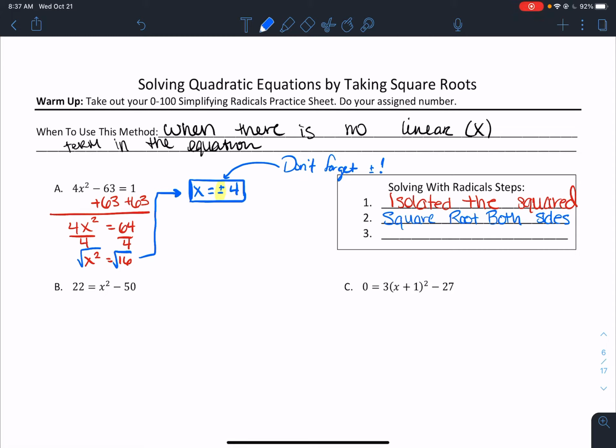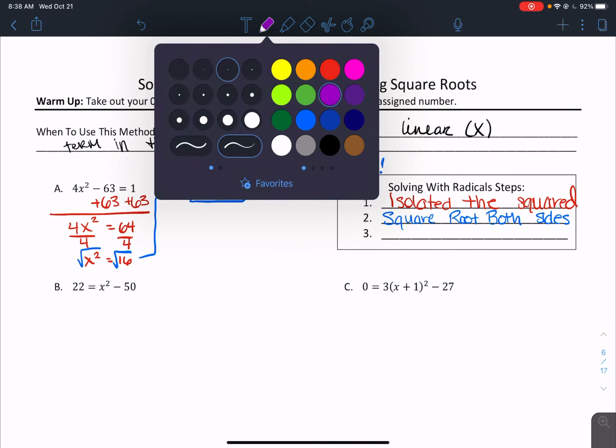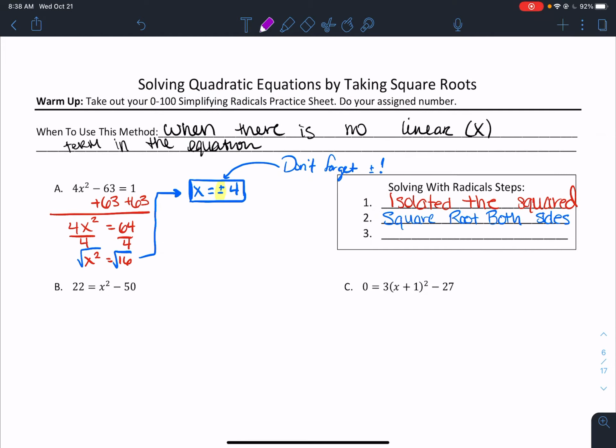Okay? All right. My last step would be to simplify and solve. I didn't really have a lot of simplifying to do, so I'm just going to write it in.